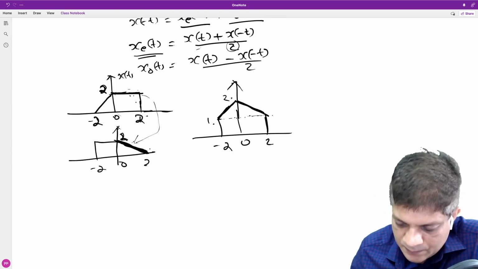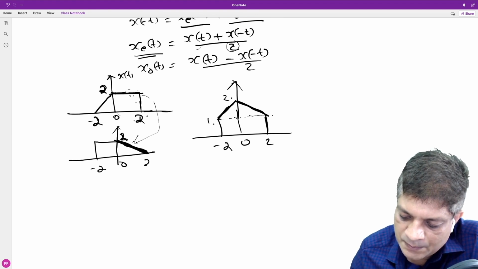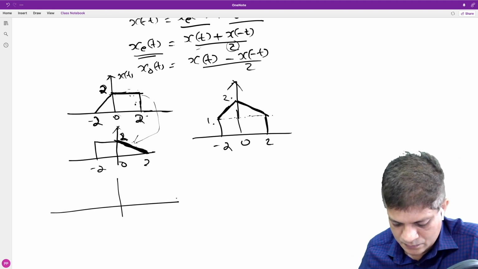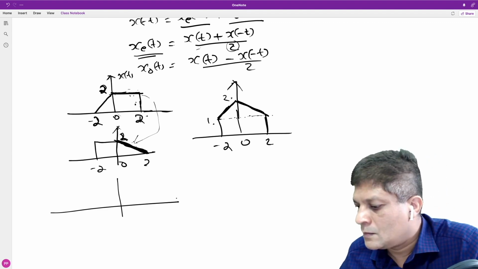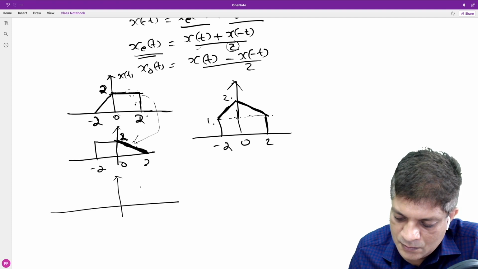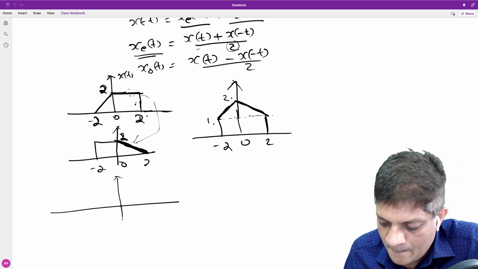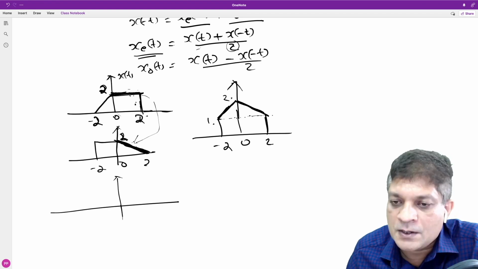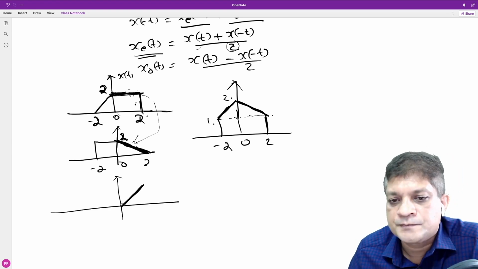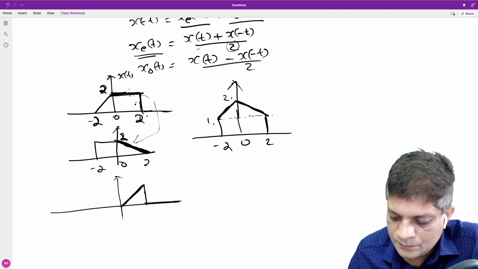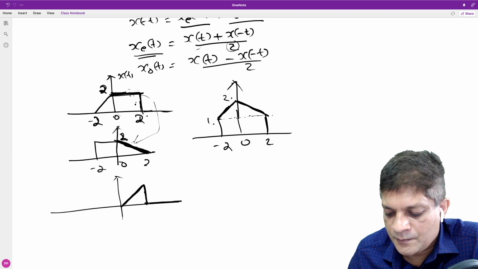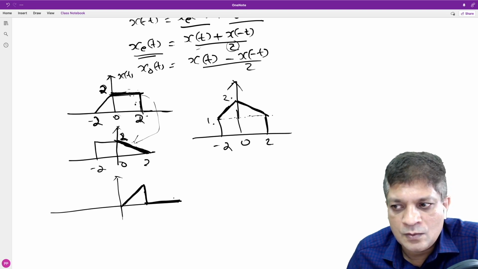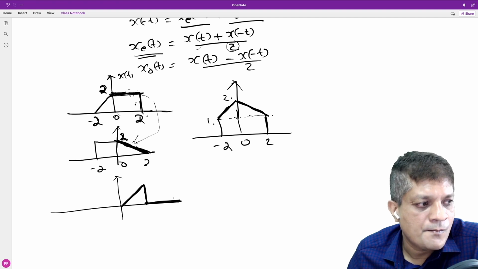Now, what about the odd part of that signal? You have to subtract the signal from this. So can you tell me what is the shape of that signal? Let us consider this part. If this is constant 2 and we are subtracting this, so will you get this? Is this signal positive for positive values of t? Yes. This is the signal.